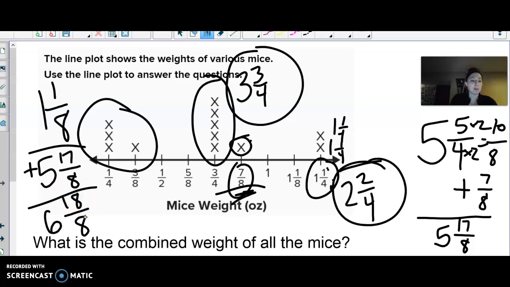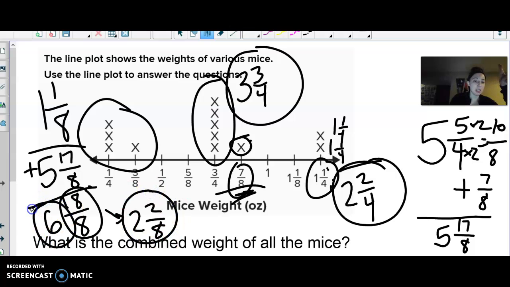Lots of steps on this one. Now 18/8 is the same thing as 2 2/8, right? Because 8, 16, that's 2 groups of 8. I have then 2 extra. So if I take this plus my 6, then I'll get 8 2/8, which is the same thing as 8 1/4.